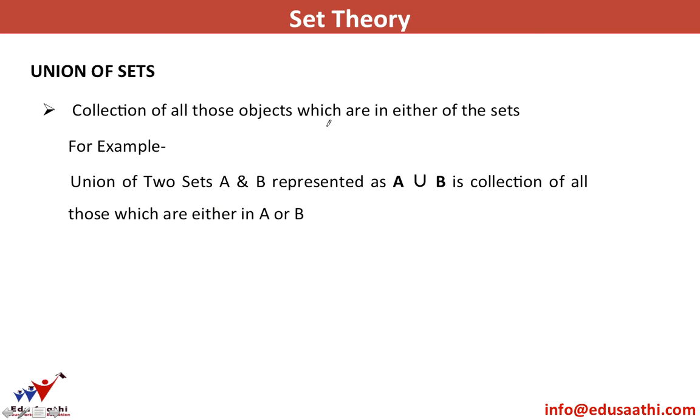What is union of sets? Collection of all those objects which are in either of the sets. For example, a union of two sets A and B, which is represented as A, this union sign, B, is a collection of all those which are in either A or B. All those objects which are either in A or B.